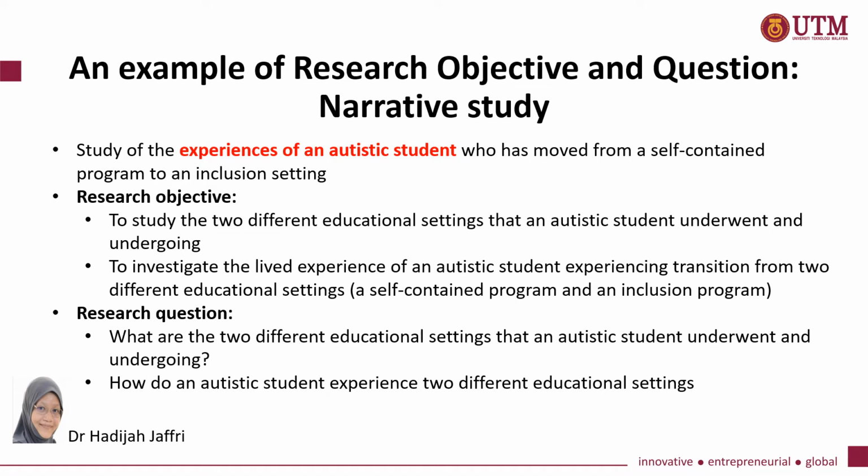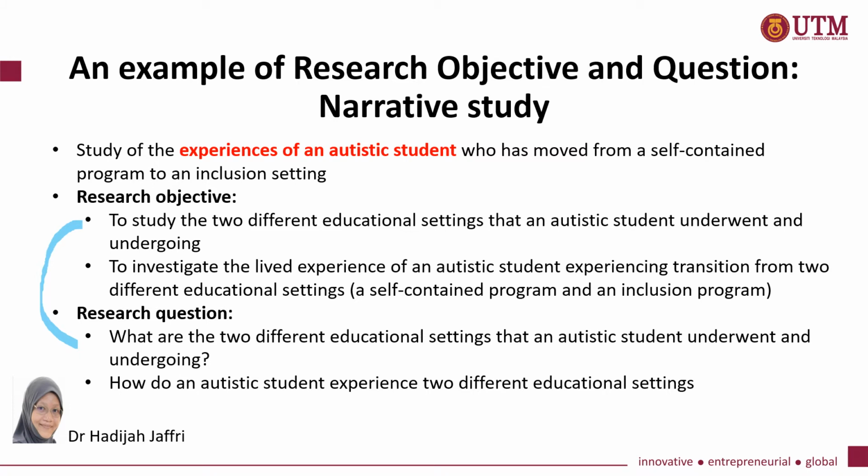So, he or she can propose research objectives in which, first, to study the two different educational settings that an autistic student underwent and is undergoing. And the second objective is to investigate the lived experience of an autistic student experiencing transition between two different educational settings. In this case, the self-contained program and the inclusion program. And if we look at the questions, they are aligned to the research objectives.